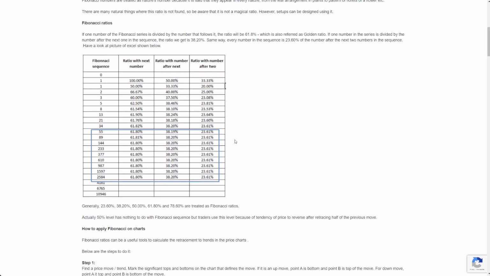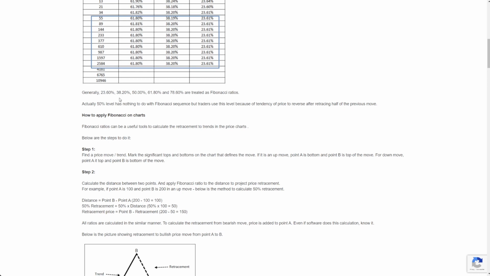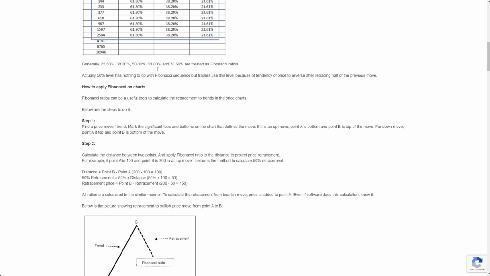So every time you get the same ratio, like you see as well in this nice little chart you got here. So generally 23.6, 38.20, 50, 61.80 and 78.60 are treated as Fibonacci ratios. And keep in mind, 50%, they say it here as well, actually the 50% level has nothing to do with the Fibonacci sequence, but traders use this level because of the tendency of price to reverse after retracing half of the previous move, and simply 50% is half of the move. So it's an important level as well.